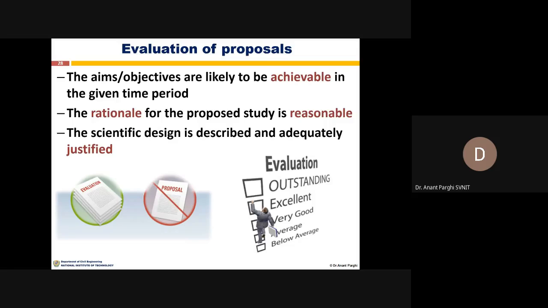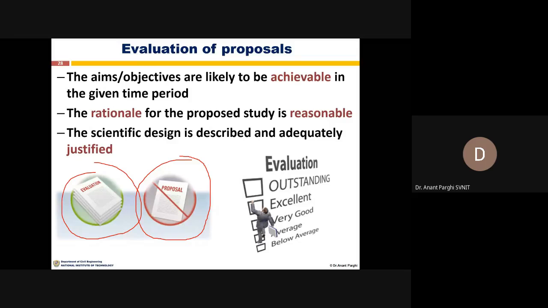Like evaluation, it should be outstanding, excellent, very good, average or below average, right? So how we are evaluating: once we are writing the proposal, it is evaluated by some of the researchers or peers also, so we can understand how we are going to evaluate our proposal, right?